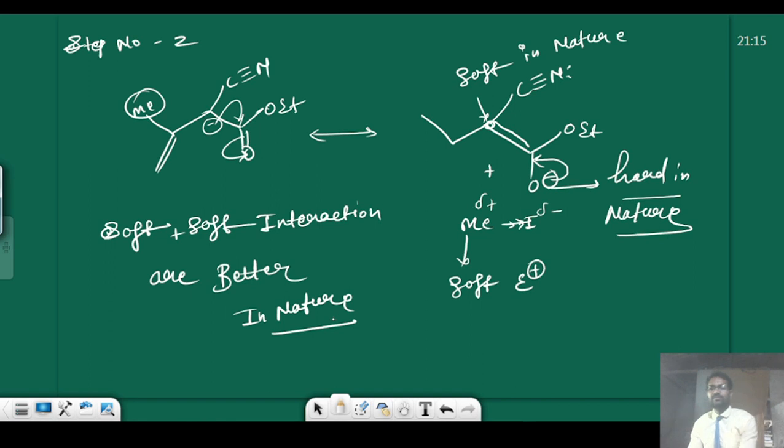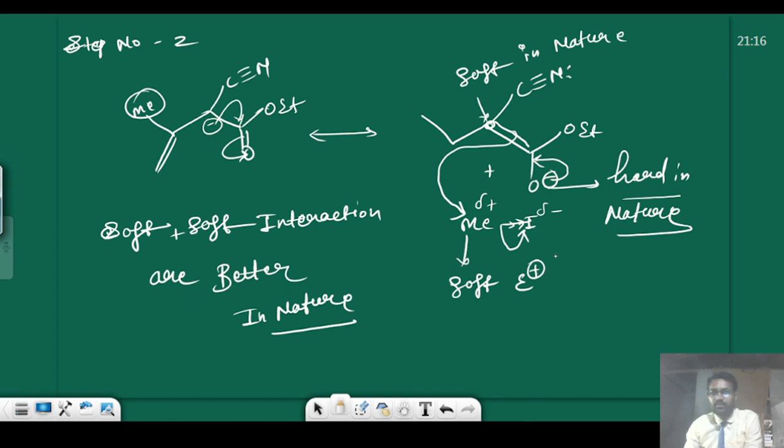Likewise, we have to understand that a hard reagent will react with a hard center, and a soft reagent will react with a soft center. So this is the hard site. It won't attack from this side, because this is softer in nature, and that is not a good interaction. Hard with hard interactions are better than hard with soft. So again it will come back like this. This nucleophile will attack on the electrophilic center, and this will leave the reaction.